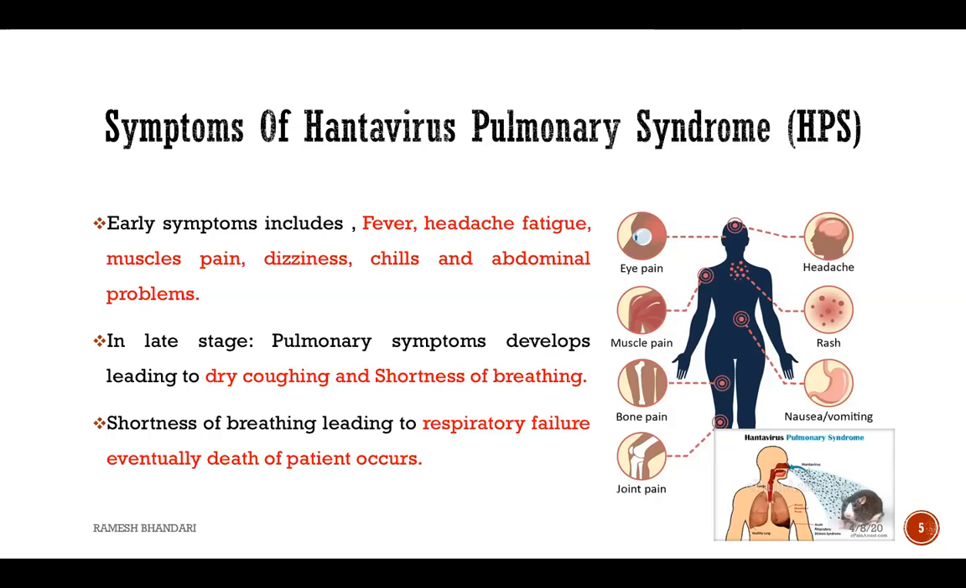But in the late stage of the disease, the person will develop a dry cough and difficulty in breathing, that is, shortness of breath. Eventually, if the person is not treated in time, the person will die because of acute respiratory failure.